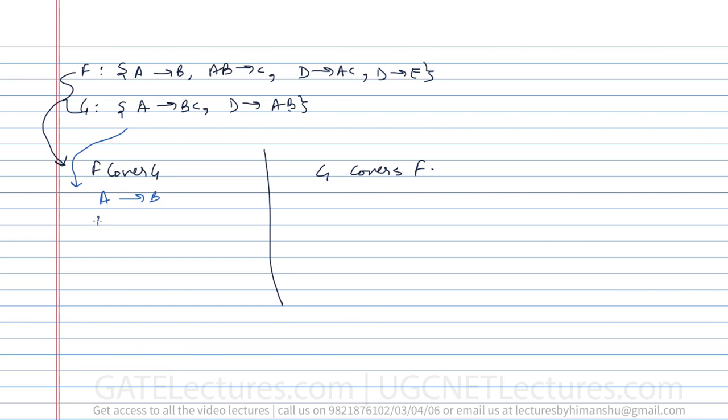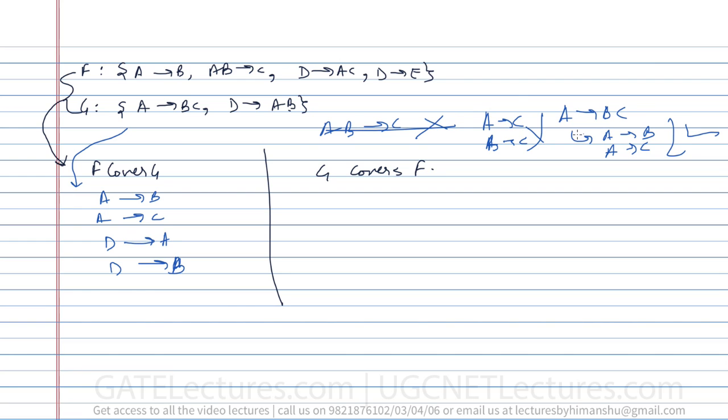A can derive B, A can derive C, D can derive A, and D can derive B, right? See, if you have AB can derive C, then you cannot break it as A can derive C and B can derive C. You cannot break it like this, right? But if you have A can derive BC, then you can break it like this: A can derive B as well as A can derive C. This is allowed, but the other is not allowed.